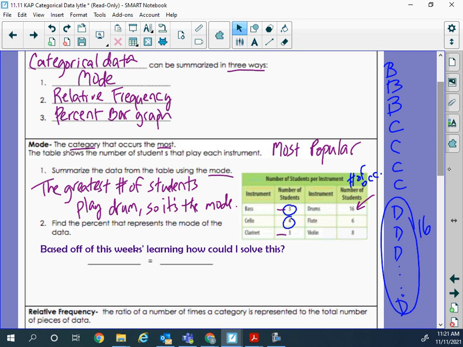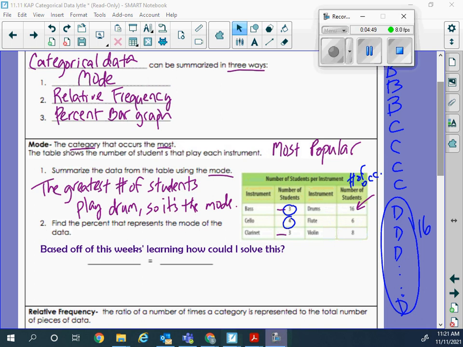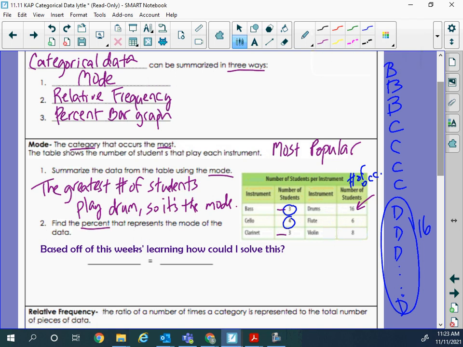Okay. Number 2 says find the percent that represents the mode for the data. So based on what we've learned this week, how could you solve that? Okay, so discuss that with a neighbor. Okay, so where do you start with this one? If I'm looking for a percent, notice we already have the proportion set up, right? And you've learned earlier in the week that this is part over whole equals percent out of 100, right? So what is the other parts that we know?